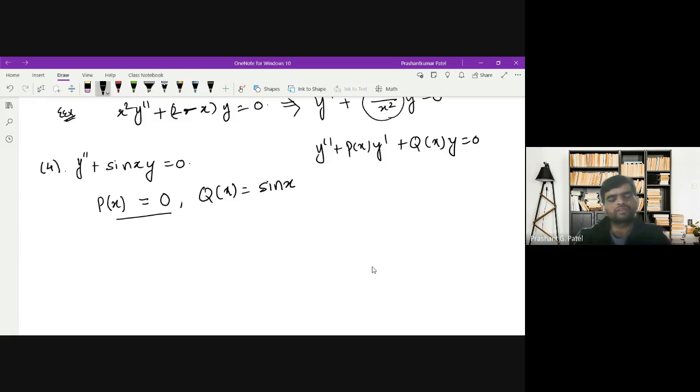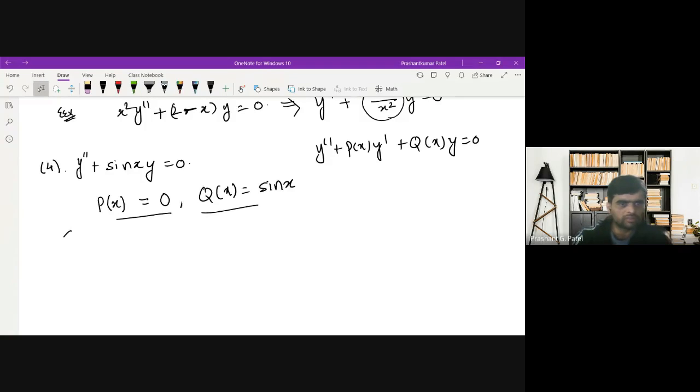This p of x is already a constant function. So p of x is analytic. p of x is also analytic everywhere. So we can say that x is equal to 0 is an ordinary point, in particular.